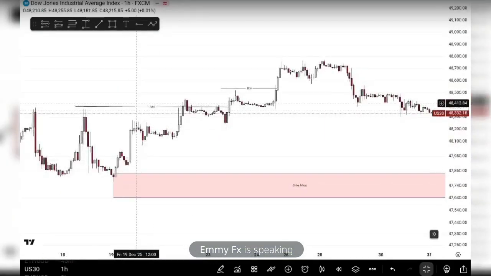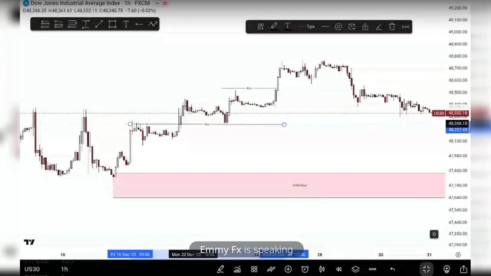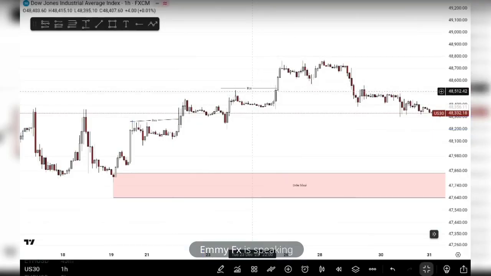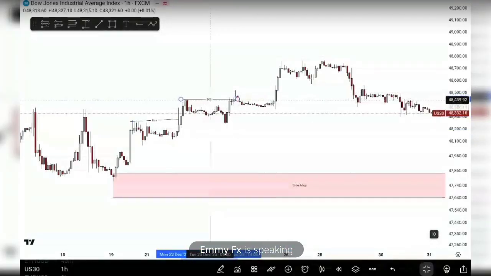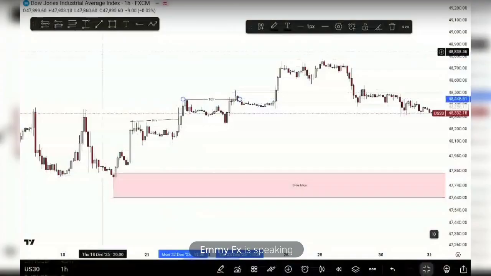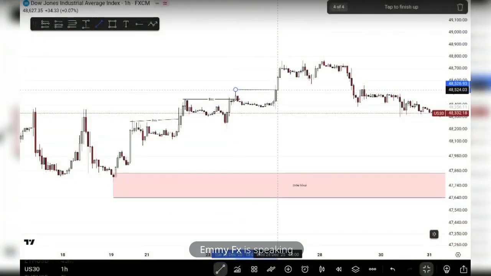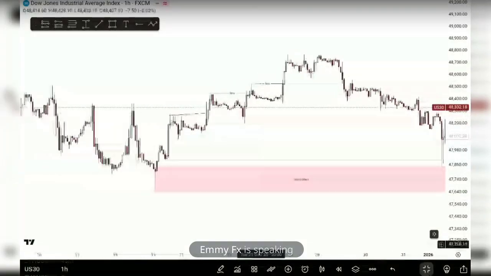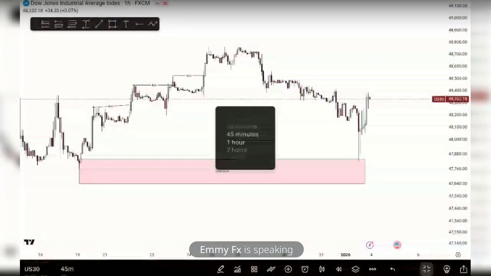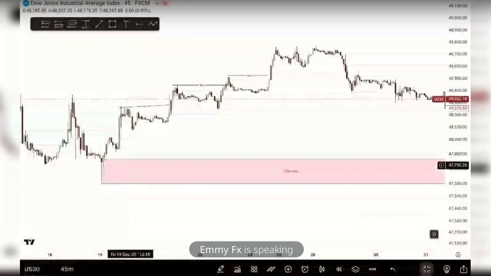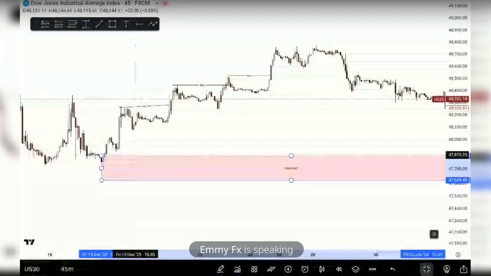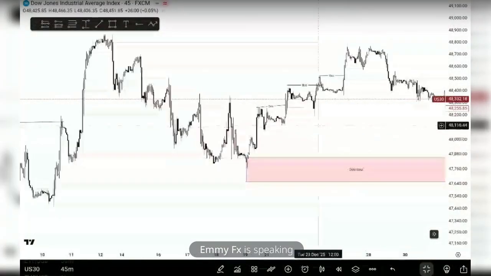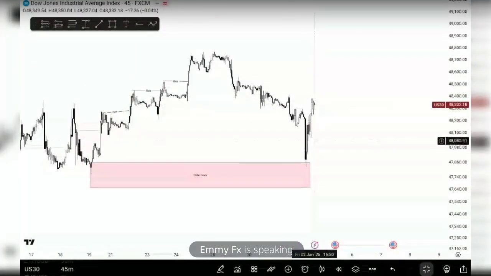So I just want us to correct this movement. We have this break of structure to the upside, we also have this break of structure to the upside, and we also have this break of structure to the upside. Since we have this break of structure to the upside, I want us to go to our 45-minute time frame. Let's refine the order block in our 45-minute time frame. This is the order block in the 45-minute time frame, and price also reacted from this order block and moved to the upside.